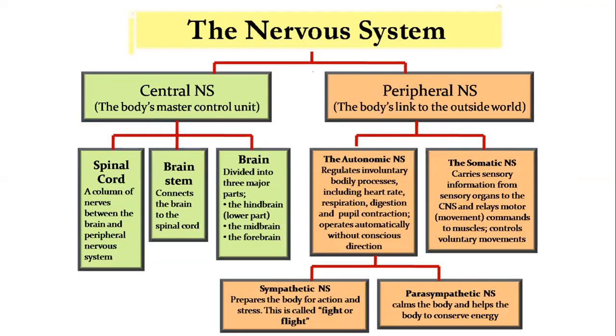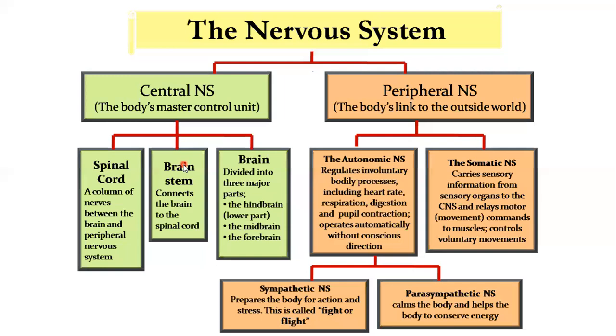So the nervous system is made up of the central nervous system, the CNS, and the peripheral nervous system. So as you can see here, the central nervous system is the head, and the brain and the spinal cord. And the peripheral nervous system is the neurons that are linked to the CNS.